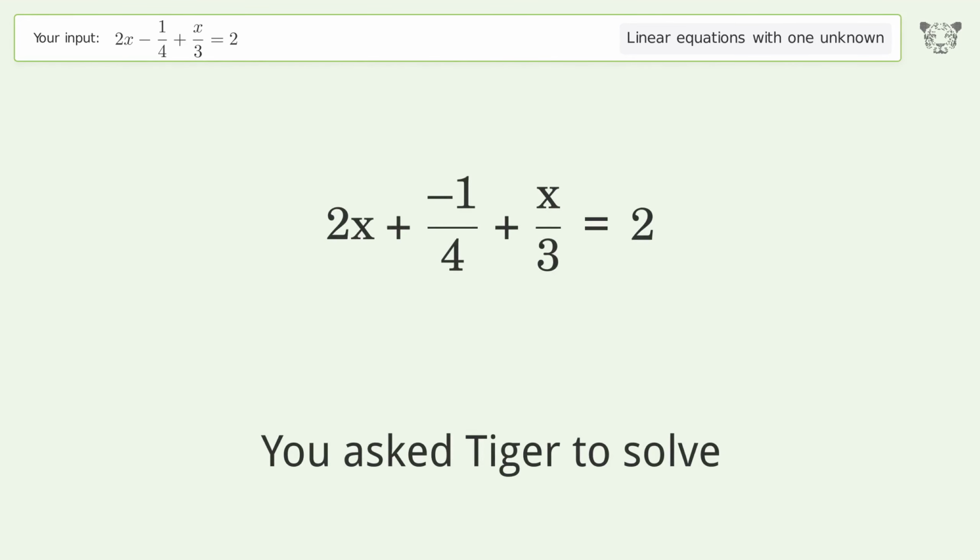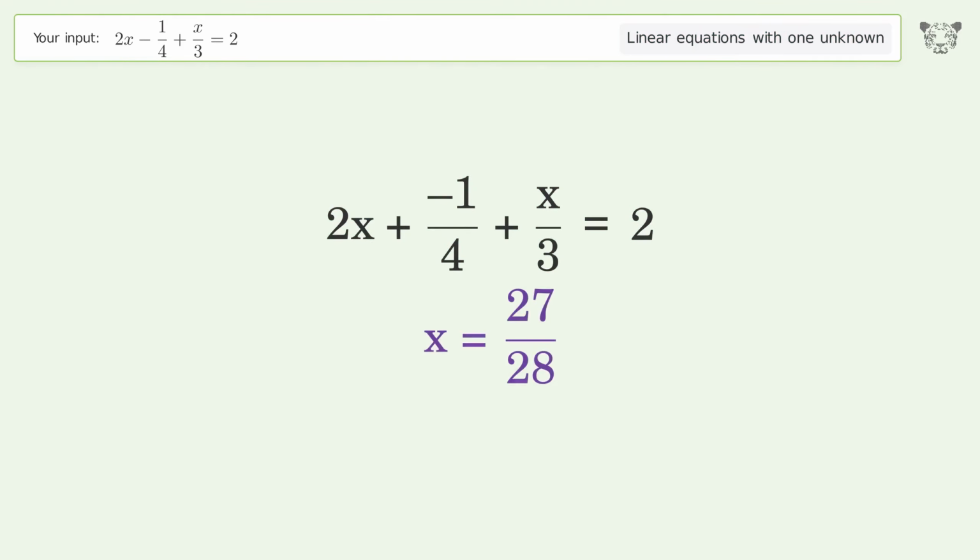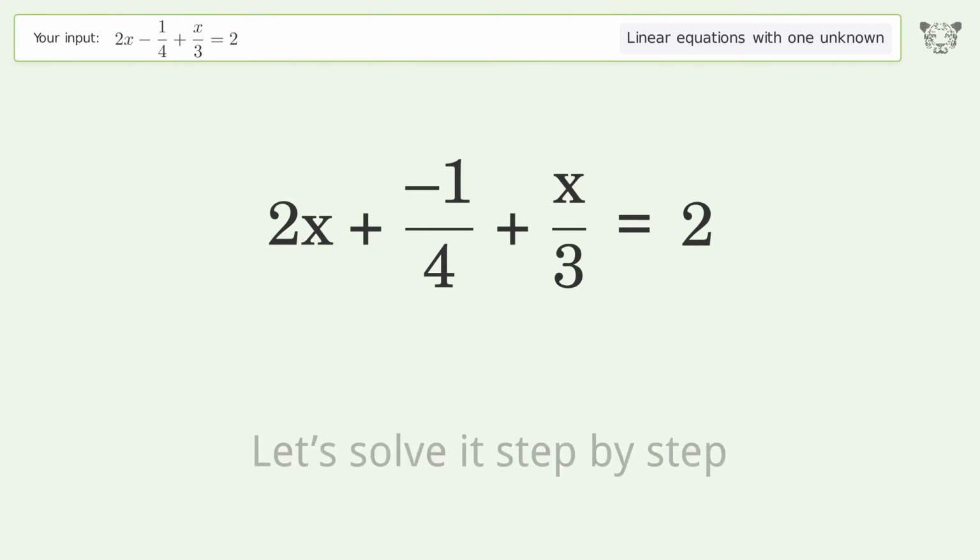You ask Tiger to solve. This deals with linear equations with one unknown. The final result is x equals 27 over 28. Let's solve it step by step.